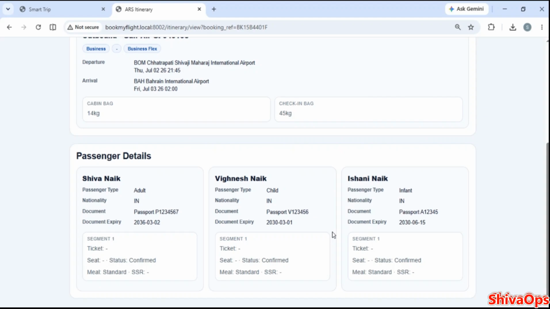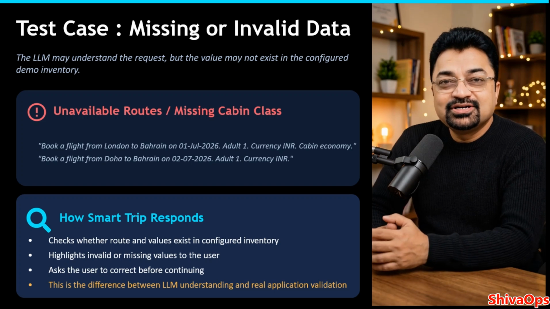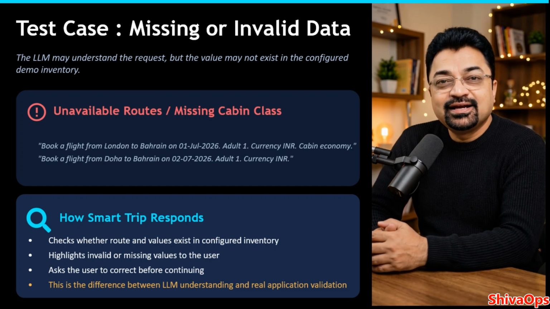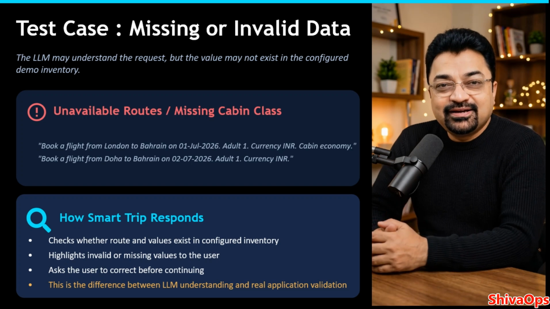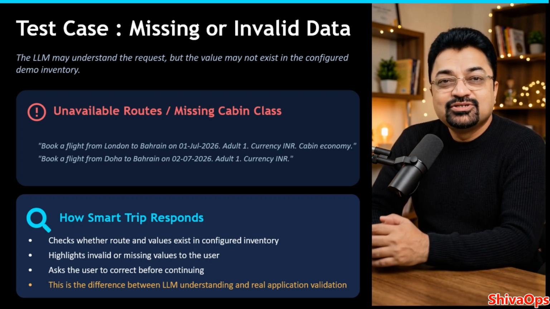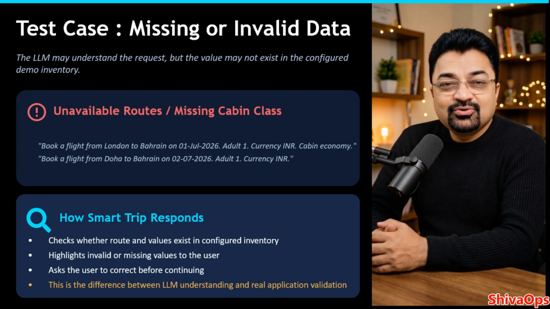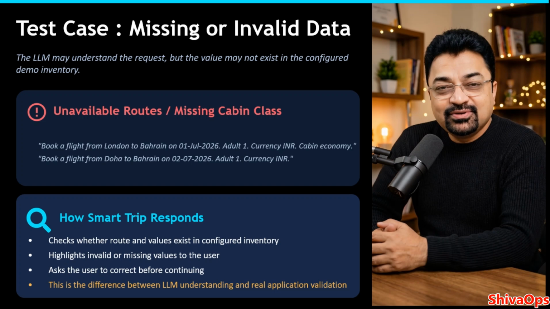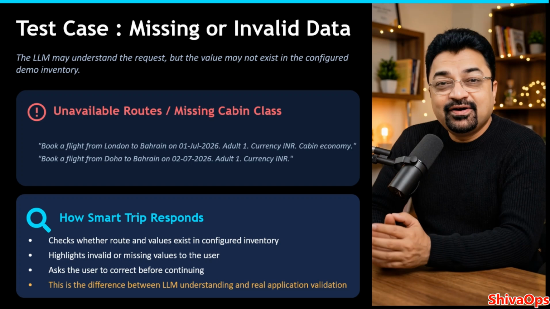Thank you very much. So friends, this completes part 5 of the Smart Trip demo series. In this part, we tested missing and invalid data handling using LLM chat mode. We saw how Smart Trip identifies incomplete travel requests, stops the flow when required data is missing, and guides the user with proper messages or available options. This confirms that Smart Trip is not only extracting data from natural language, but also controlling the booking flow through backend validation and inventory-driven logic.